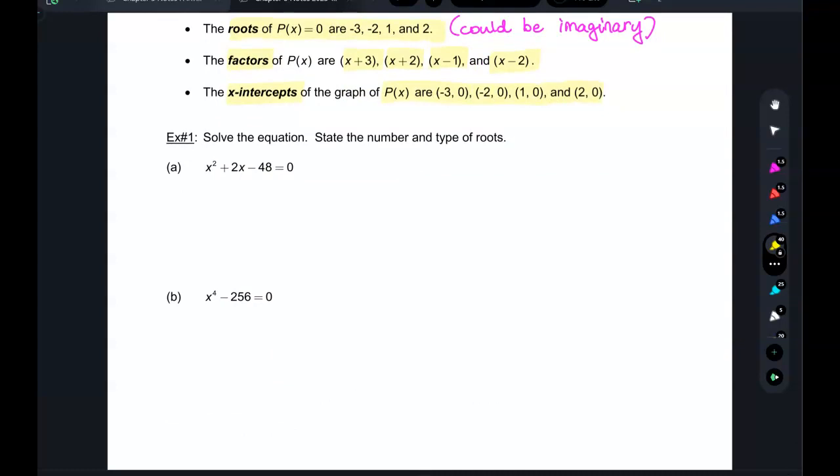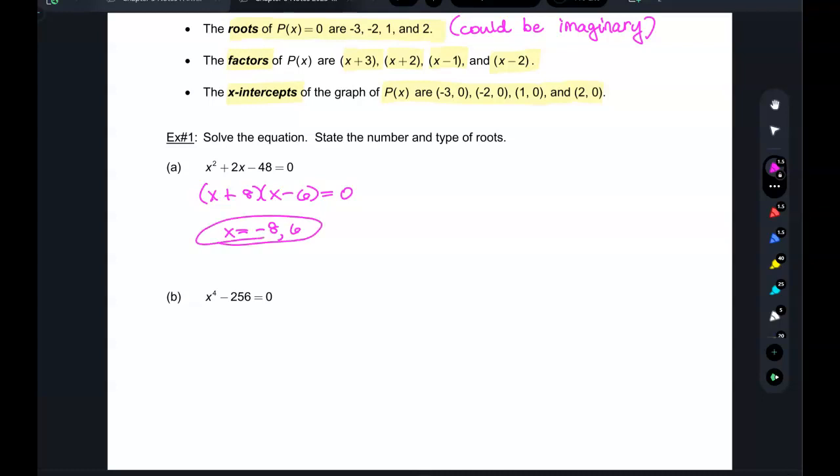So we want to solve the equation. We want to state the number and type of roots. How many roots do we have? Let's start with solving it, then we'll fill in the rest. The first thing we want to see: does it factor? If it doesn't factor, we're going to go to the quadratic formula. It does factor. So we get x plus 8, x minus 6. So I get x equals -8 and 6.